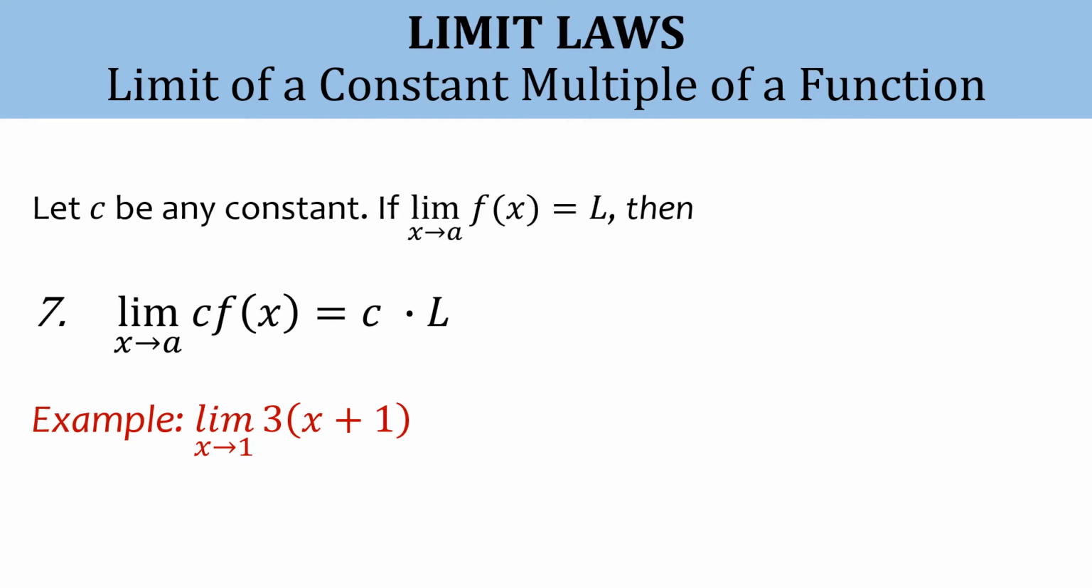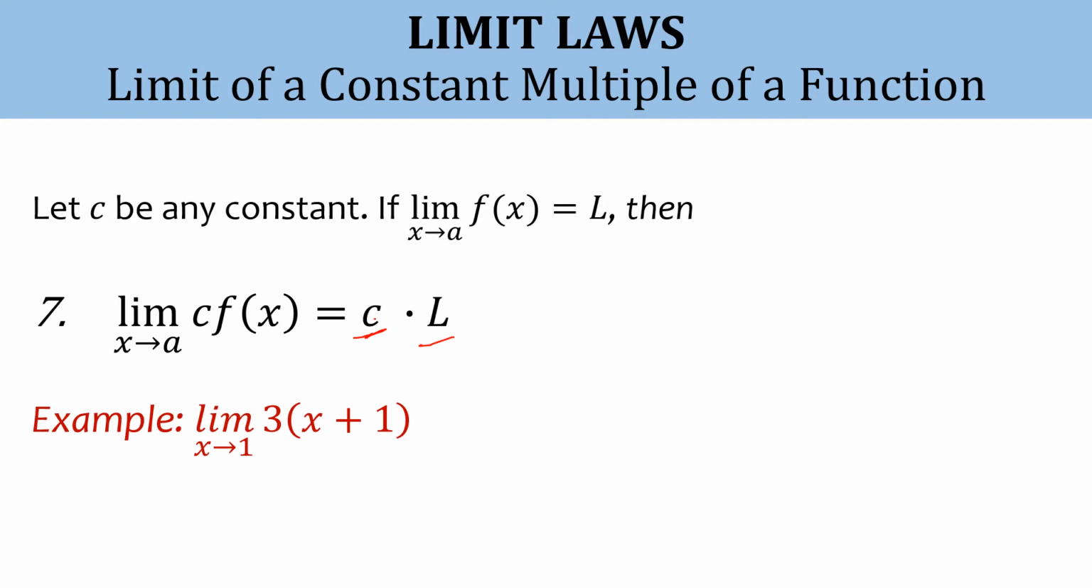All right, let's have the seventh limit law here. It says let c be any constant. If the limit of f of x as x approaches a is equal to L, so if we have any function given, and we know that there's an existing limit which has a value L, then the limit of c times f of x is just the same as multiplying the constant by the limit of the function. It's like putting the c outside the limit.